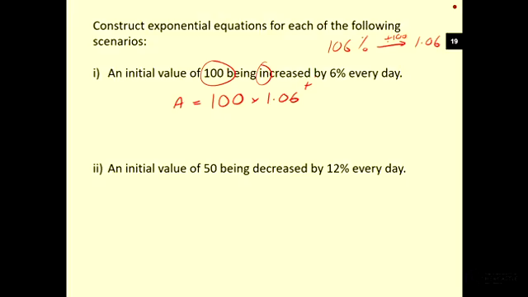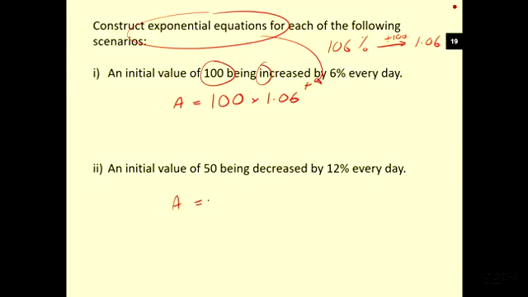Okay? I'm always just going to raise it to whatever t, because when t is 0, it's just 100. When t is 1, it got times once. When t is 2, it got times twice. That's all it's saying. Exponential equations just meant that t is in the power. So that's the first one. Let's look at the second one.